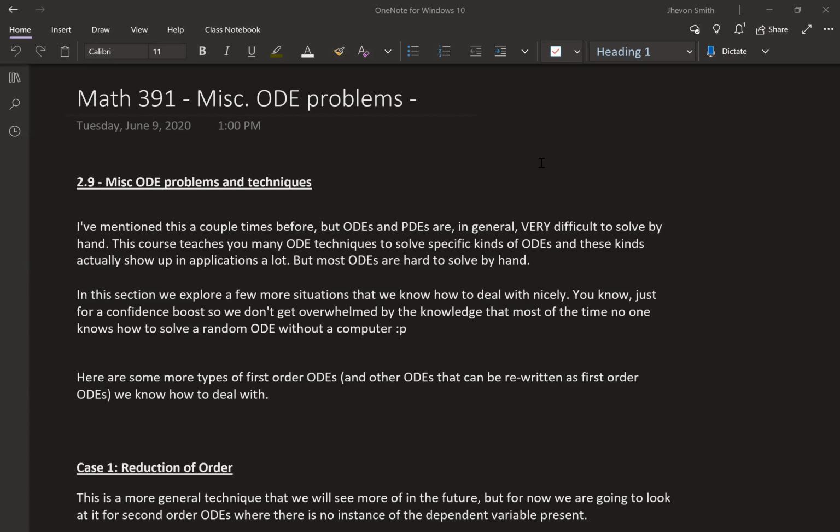Okay, so we're going to skip over 2.8. We're going to go to 2.9, but we'll come back to talk about some of the things in 2.8, which are more conceptual, after the first exam.